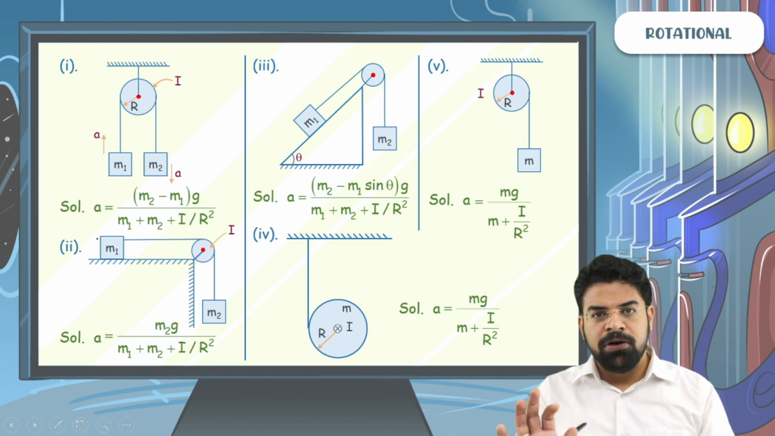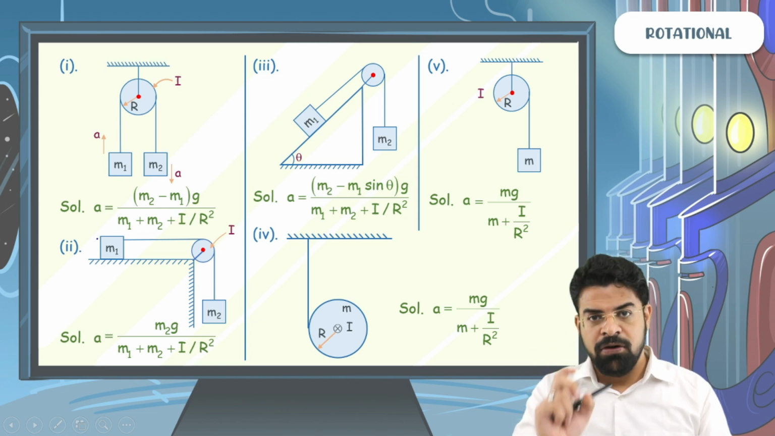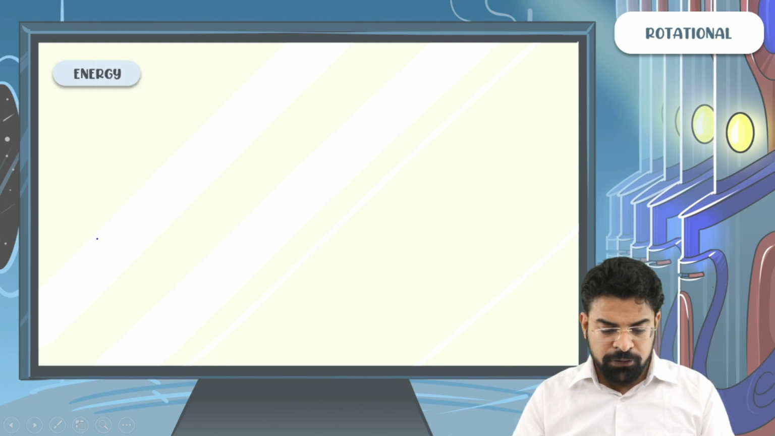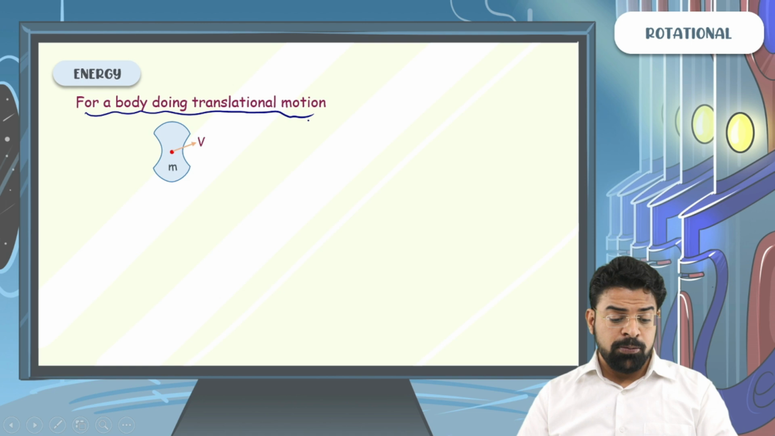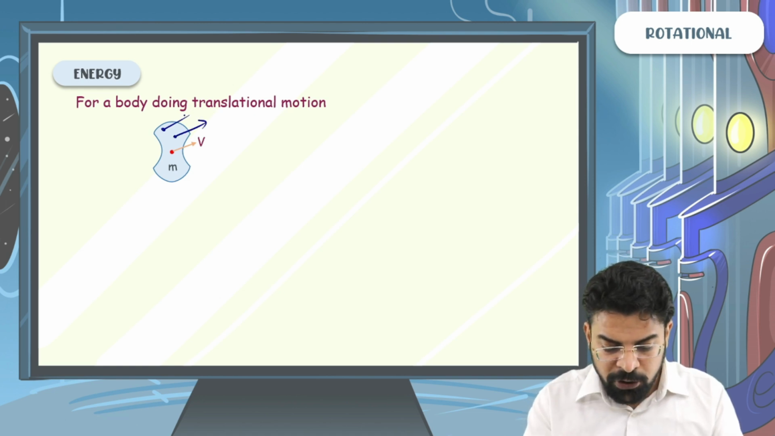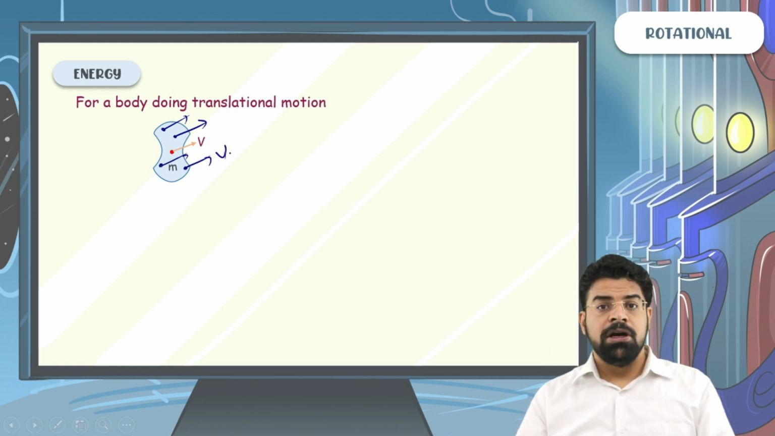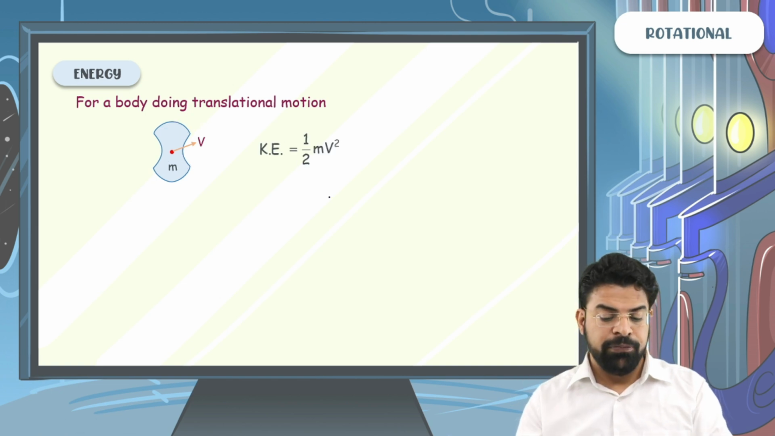So now let's move on to the next thing and talk about the energy conservation in the case of rotational motion. So we know that for a body doing translational motion, at any instant, each and every point on the body has the same velocity. So if a body does translational motion, then its kinetic energy is given by half mv square.